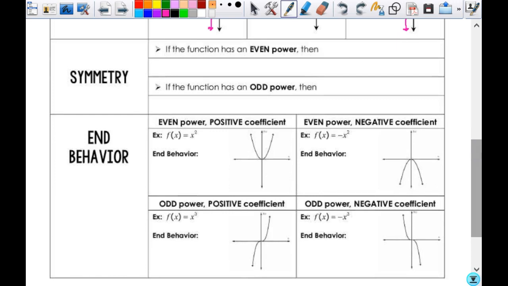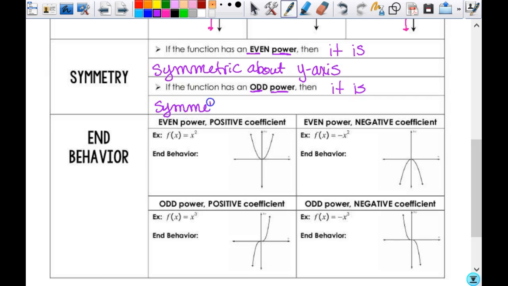So, symmetry. If the function has an even power, you can look at those graphs there, then it is symmetric about what? The y-axis. Good. So if it has an even power, with a monomial, that's what we're talking about here, it's just even functions. Then if the function has an odd power, then it is symmetric about what? The origin. Good. Because we have that rotational symmetry then. Everybody okay with all that?